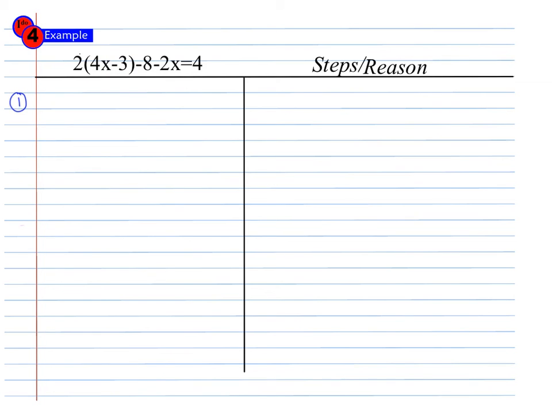When I do that, I'm going to have 2 times 4x gives me 8x. 2 times a negative 3 gives me a negative 6. And I stop distributing there because the parentheses says to stop there. Then I'm going to bring down everything else that I have not changed. Okay, and what I did there was the distributive property. Anytime that you have parentheses and you have a number in front, you will have to be using the distributive property. My second step will be to combine like terms.